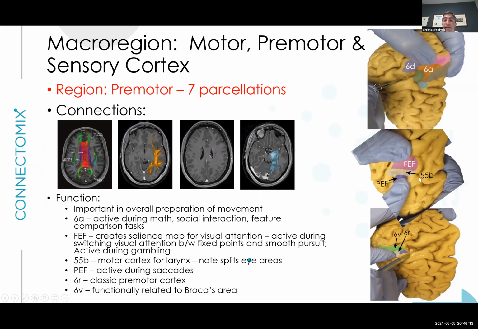Now, why evolutionarily? We've got a language area between 2 frontal eye fields. Is it responsible for reading, directing gaze towards reading? No one knows, but it's actually connectomics that allowed us to discover this 55B parcellation.